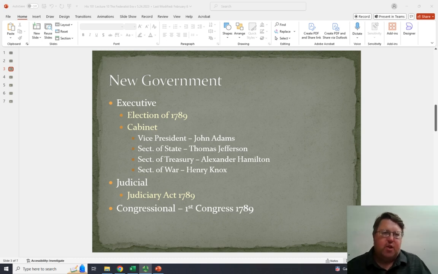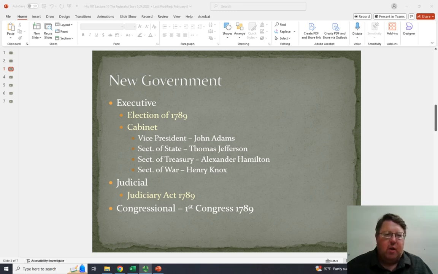The first thing we need to do for the 1790s is set up the new government. The U.S. Constitution, ratified in May of 1788, is now the governing constitutional document for the country, and it separates the federal government into three branches: the executive, judicial, and legislative branch. So, the executive branch, you have the election of 1789.